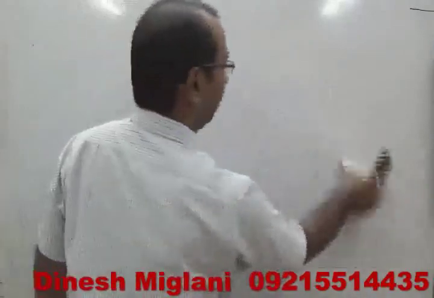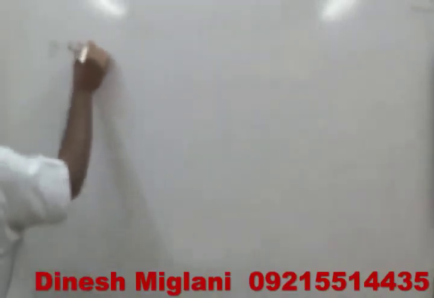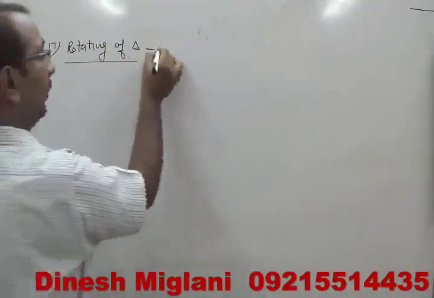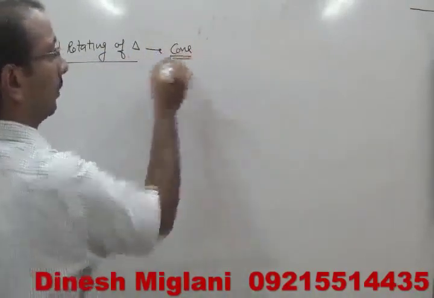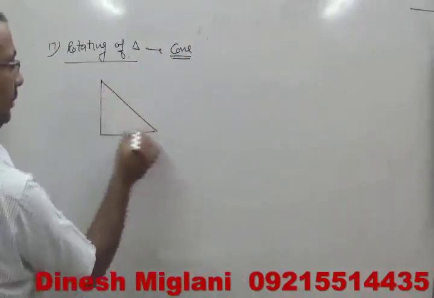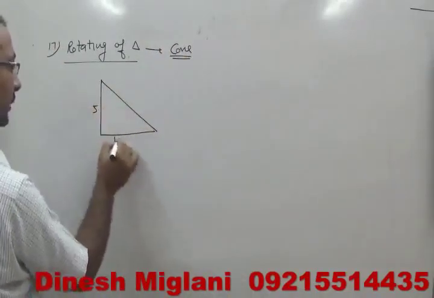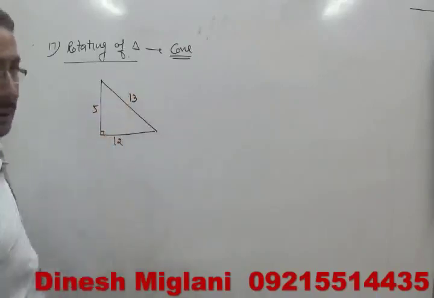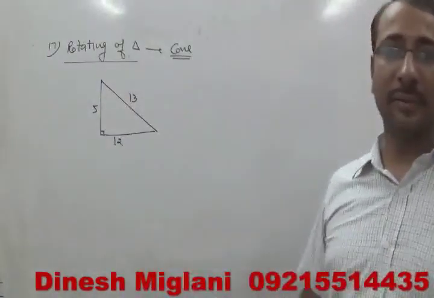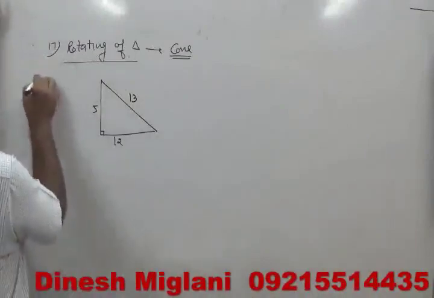Let us take the next aspect here. That's our concept number 17 that deals with rotation: rotating of a triangle and making of a cone. It is given that one right angle triangle is there. This is 5, this is 12, this is 13. It is given that the triangle is rotated along the height. Along the height you have to rotate it, right? First we are taking that it is rotated along height.